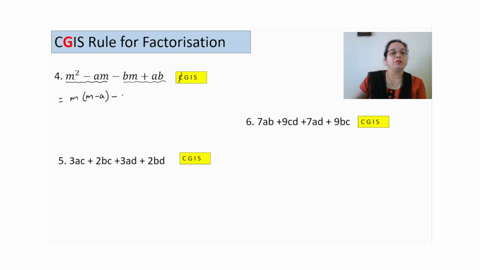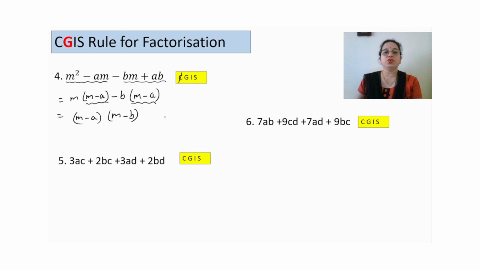From these two, B is common. So take minus B. Since you are keeping a bracket, the minus sign is outside the bracket. So inside the bracket, this sign will get changed. So instead of plus A, we will write minus A. Now again, M minus A is common. So M minus A is common. What is left? M minus B. So these two are the factors.